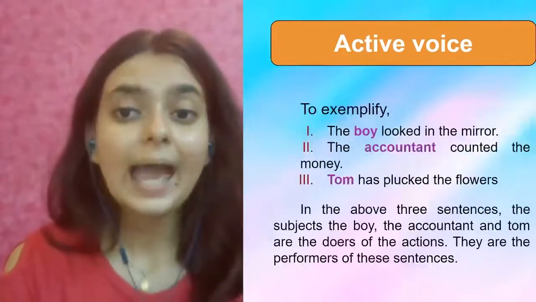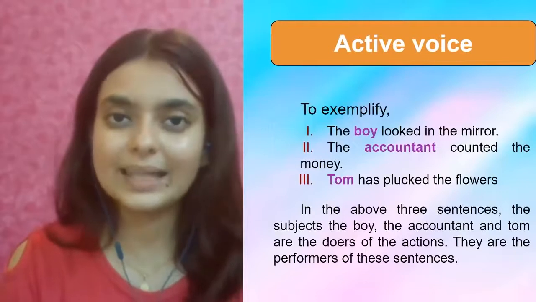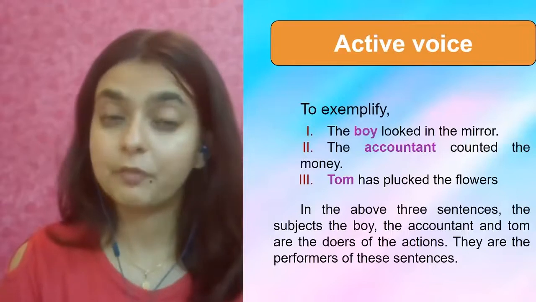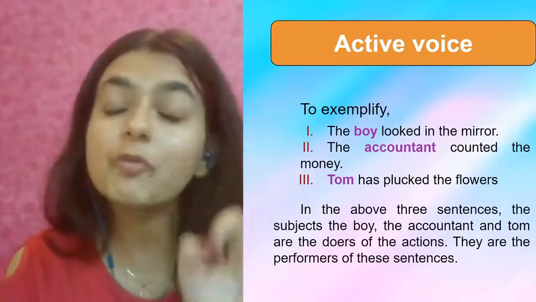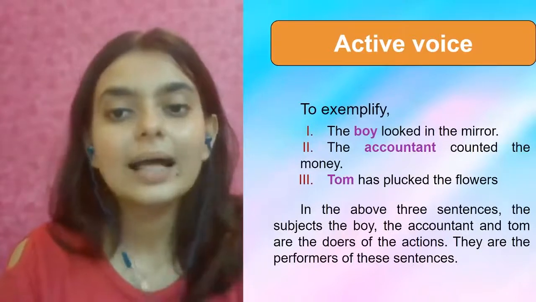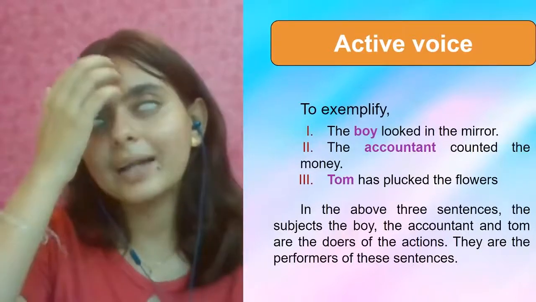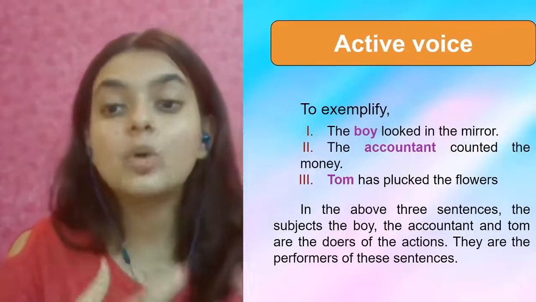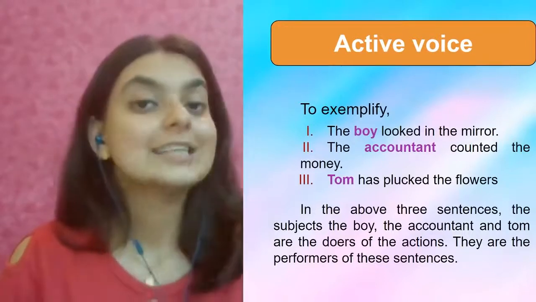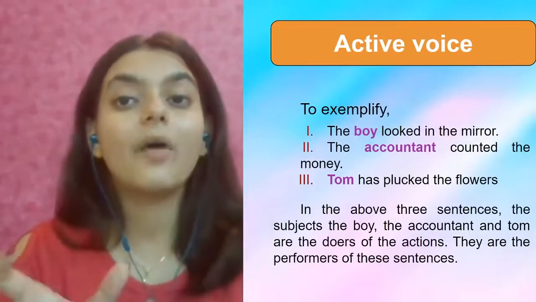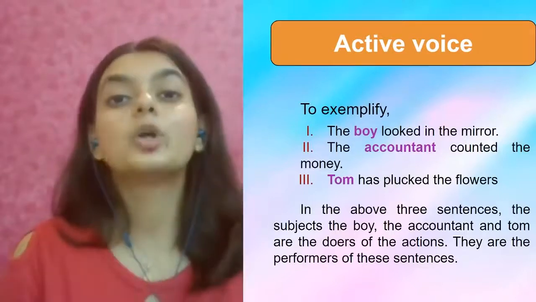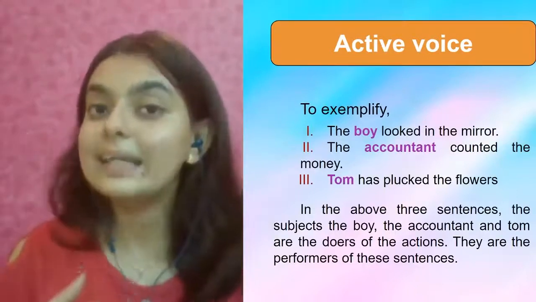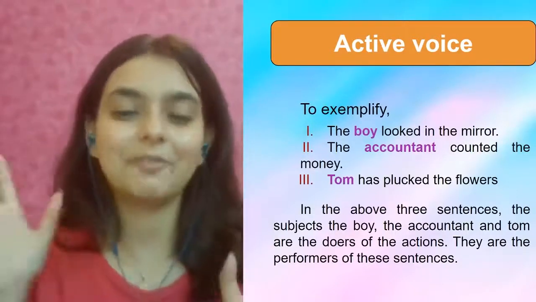Now we will exemplify with a few sentences. First is, the boy looked in the mirror. First of all, we need to identify the subject. Here, the boy is the subject. Now we have to see whether the boy is doing the action or not. Yes, the boy is doing the action of looking in the mirror. So the subject is on the doing end, and therefore he is occupying the initial position. Therefore, the sentence is in active voice.